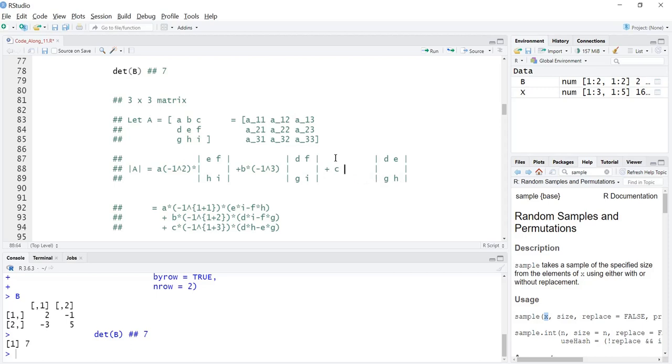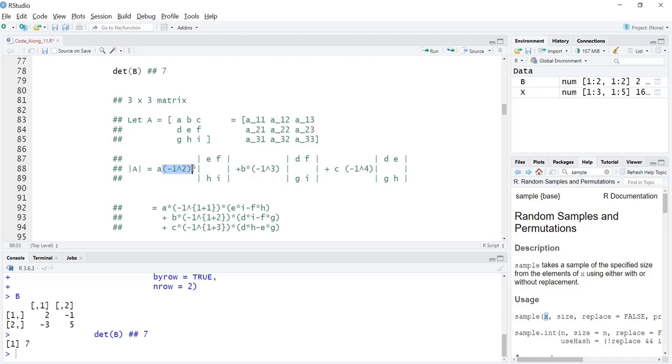All right, so this is going to be -1 to the 4th power. And this is C. So what I've done is I've taken C, and I've excluded all the elements in the same row as C, and the elements in the same column as C, and so I'm left with D, E, G, and H. Okay, so I've got C, and then the determinant of what's left: D, E, G, H.